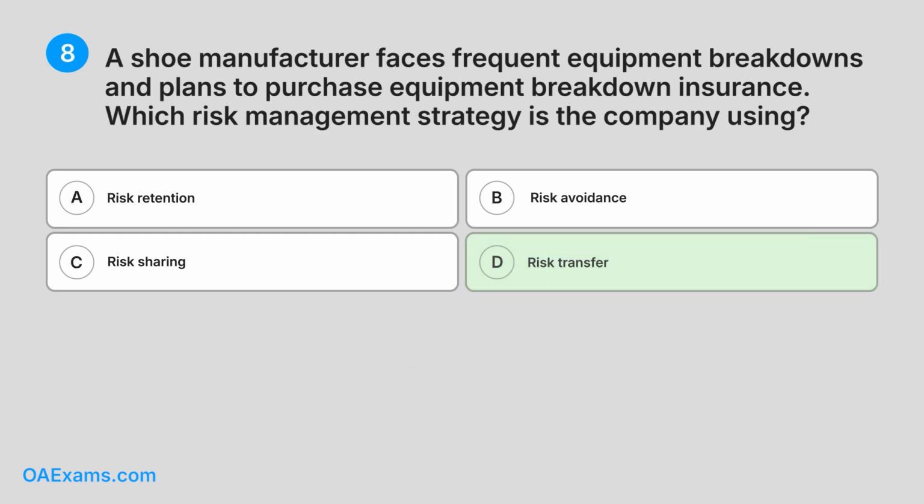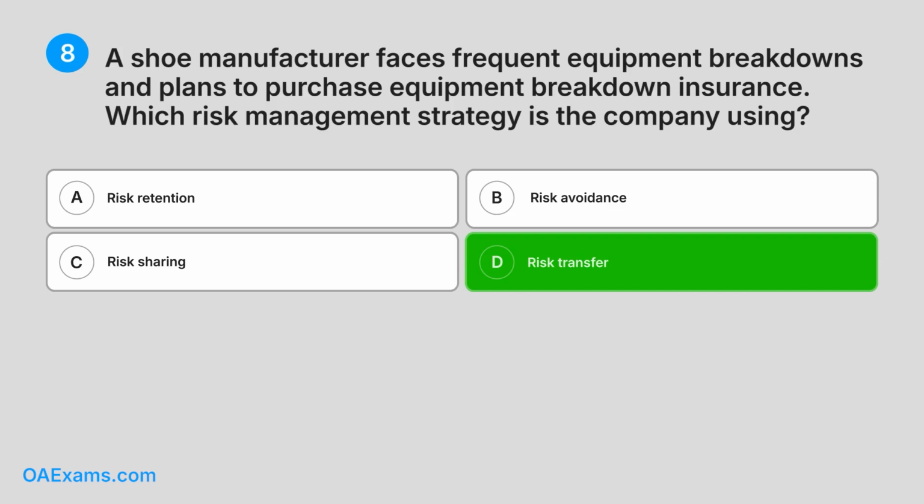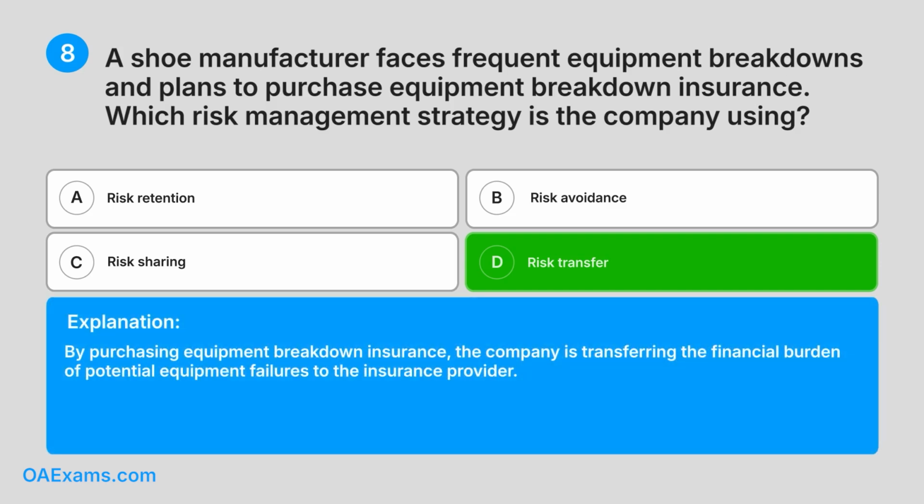Correct answer. D. Risk transfer. Explanation. By purchasing equipment breakdown insurance, the company is transferring the financial burden of potential equipment failures to the insurance provider.